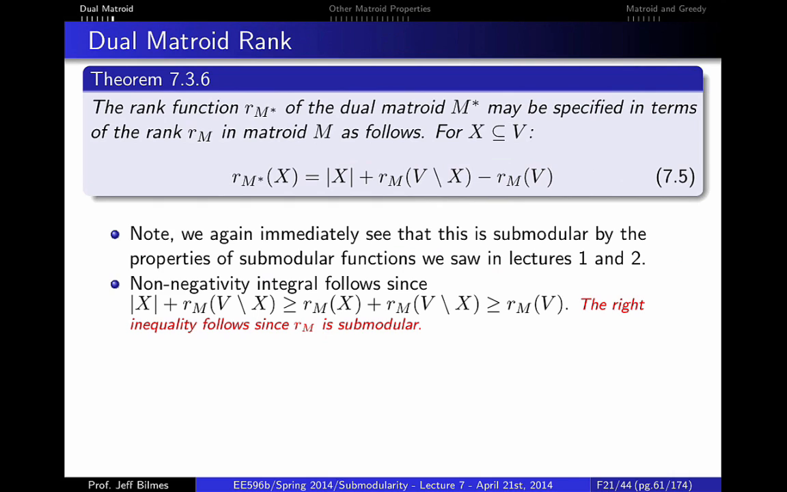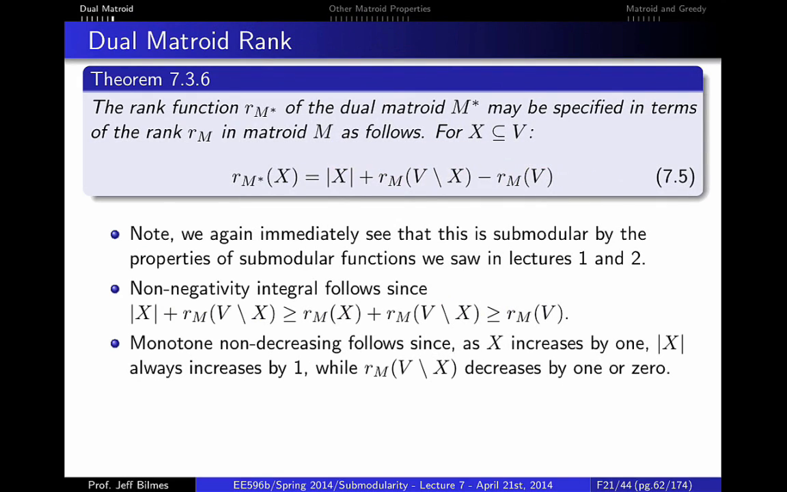Now, is it a rank function? Well, it's obviously integral, because it's adding and subtracting integral quantities. Is it non-negative? We can see that this quantity here is greater than this quantity. We get that from the size of x plus the rank in the primal of the complement being greater than or equal to the rank of x, because the rank is always less than the size of x plus the rank in the primal of the complement. And then that's greater than or equal to the rank of v. We get that last inequality thanks to the submodularity of the rank, because the rank of x plus the rank of the complement is greater than or equal to the rank of the union plus the rank of the intersection, and the intersection in this case is the empty set.